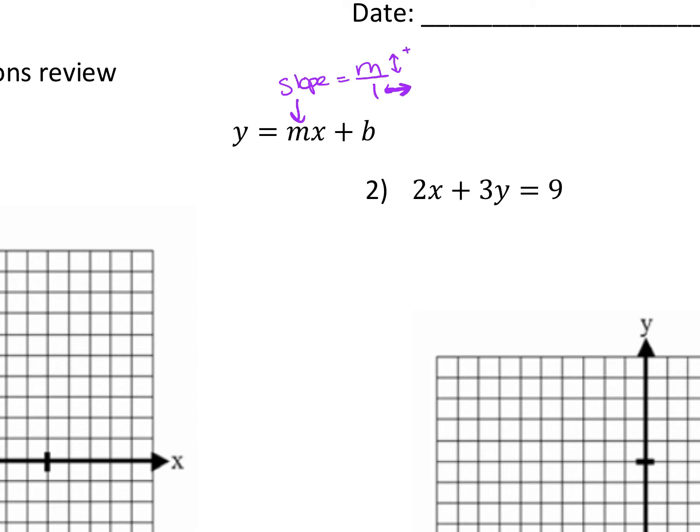If it's a positive on top, it's going to go up. If it's a negative on the top, it's going to go down. Our b is our y-intercept, and this is where we start our graph on the y-axis.